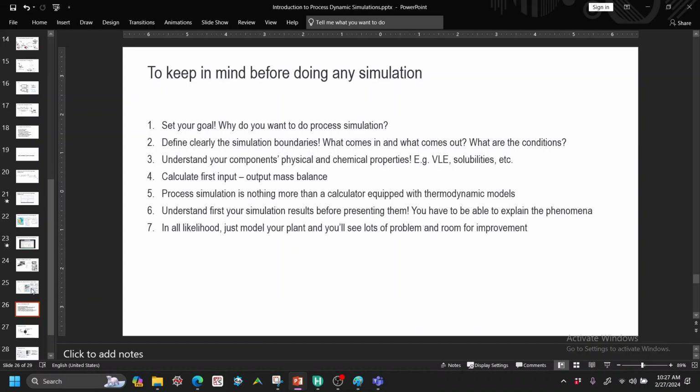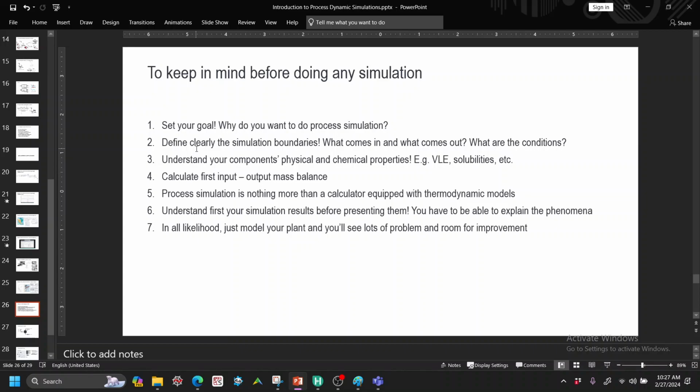Nonetheless, I think you are now doing your final year project, right, for your plant design. You can benefit from here, right? So you need to set your goal. Why do you want to do process simulation? It's a very clear goal: to get the mass and energy balance so that you can size your equipment, right? It's as easy as that.